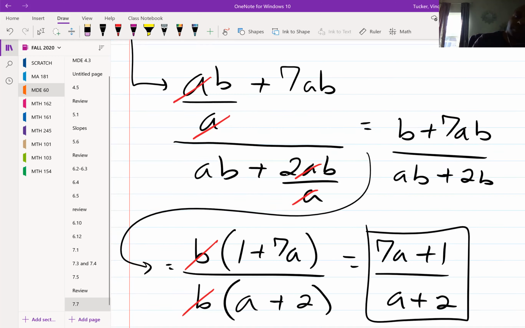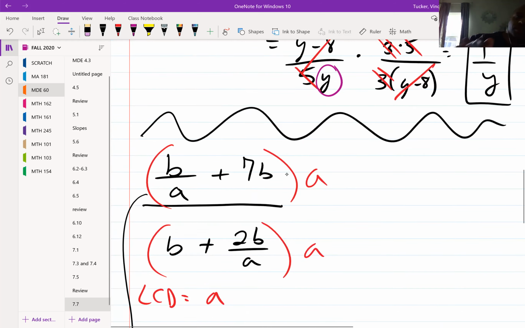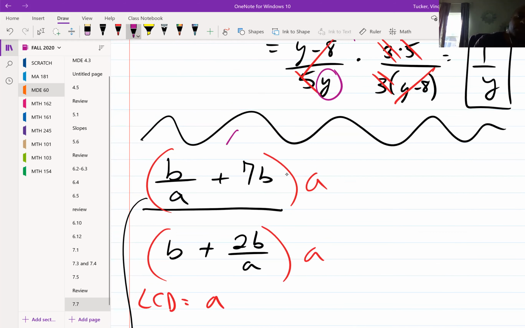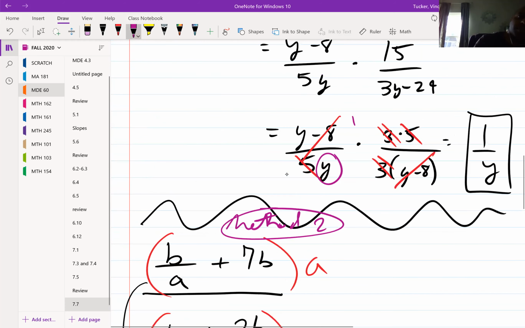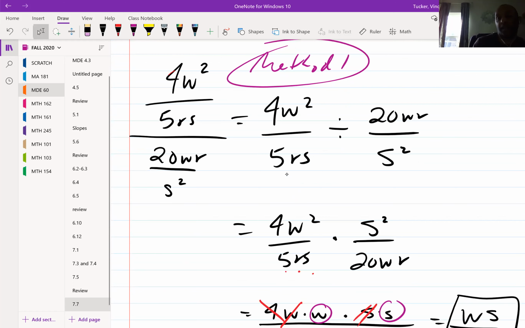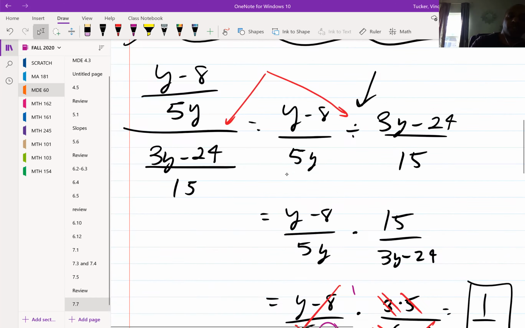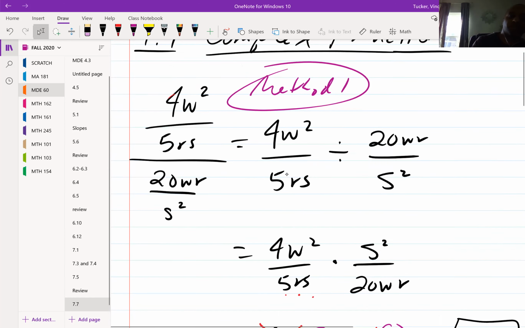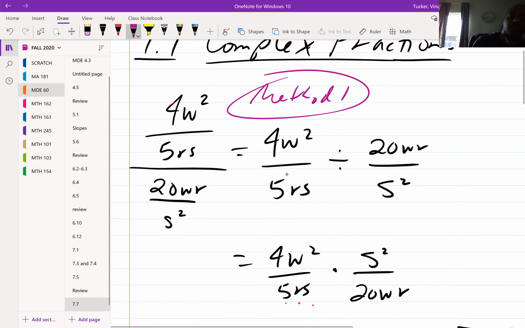So whenever you use this method, you want to call this one method 2. And this method up here was method 1. If you use method 1, then yes, you're going to have to multiply by the reciprocal when you turn the division into multiplication. But that's only when you have your fractions in this form, one solid fraction over one solid fraction. It's the only way you'll be able to do that.